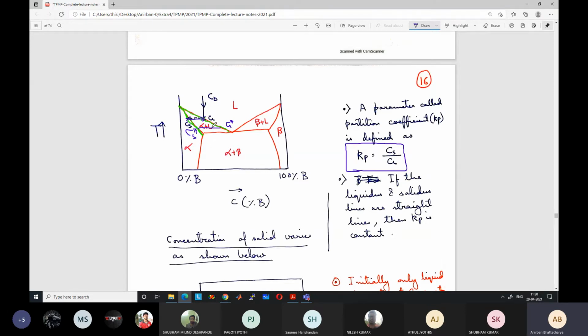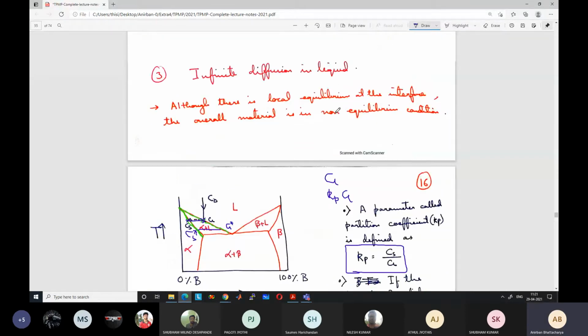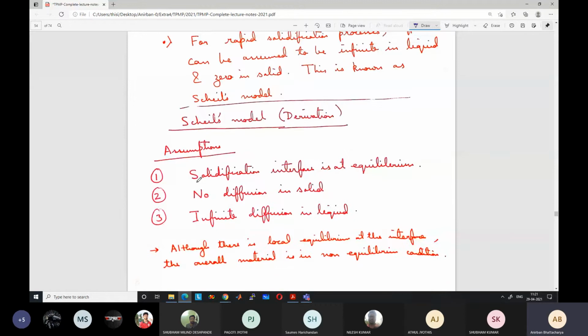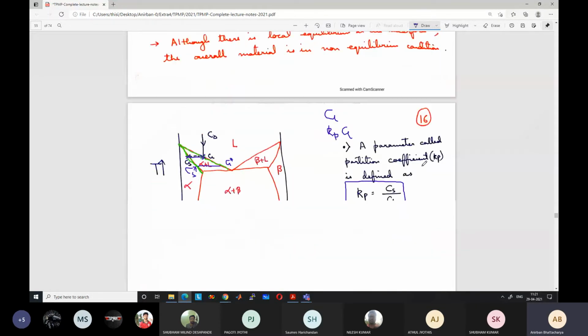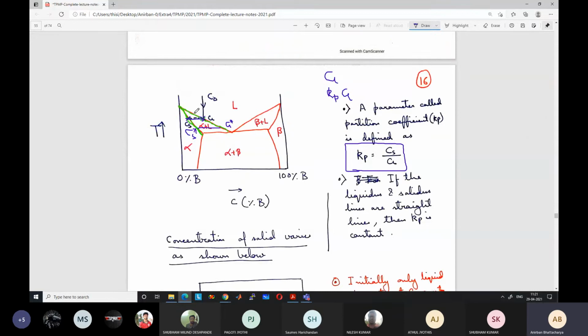At any point, if the concentration in the liquid is Cl star or Cl, we know that the concentration of the solid has to be Kp into Cl, because this is the ratio which is maintained. This is what I meant by the solidification interface being at equilibrium. At the interface, if the concentration of the liquid is Cl, the concentration of the solid has to be Kp into Cl. They are in equilibrium, although the far away solid may not be in equilibrium.